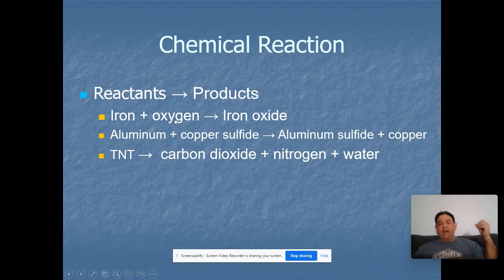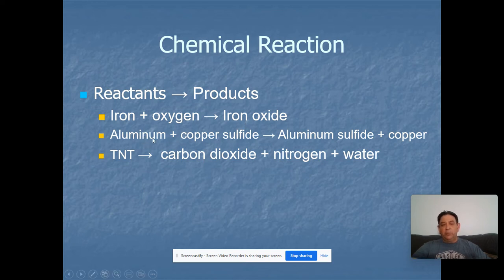So we can say this all kinds of different ways. Iron reacts with oxygen to form iron oxide, or iron oxide is produced from iron mixing with oxygen. However way you want to put it, the idea is you started with iron and oxygen, and eventually you ended up with iron oxide, which has different properties. It has different chemical properties. It has different physical properties than the original iron or oxygen.